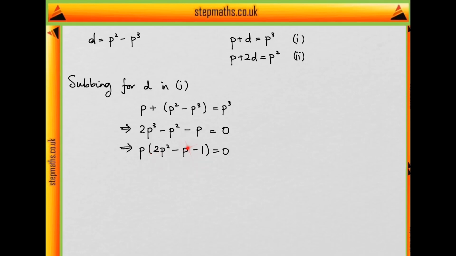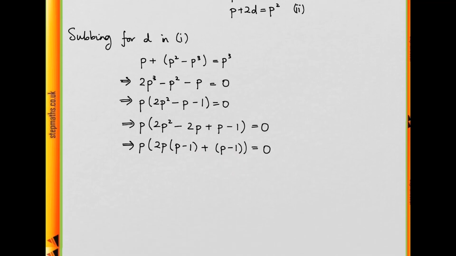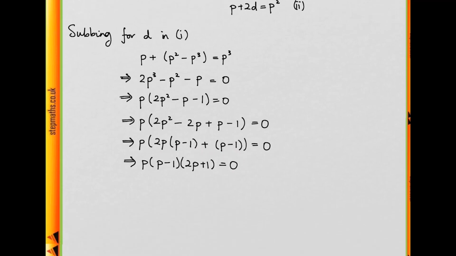And you can either use the quadratic formula on this quadratic part, or if I rewrite this minus p as minus 2p plus p, you might be able to see that p minus 1 is another factor. So when we bring that factor out, we get that our cubic is equal to p times (p minus 1) times (2p plus 1), which gives us these 3 roots of p. And we're told in the question that p is negative, therefore we must take p equal to minus a half.